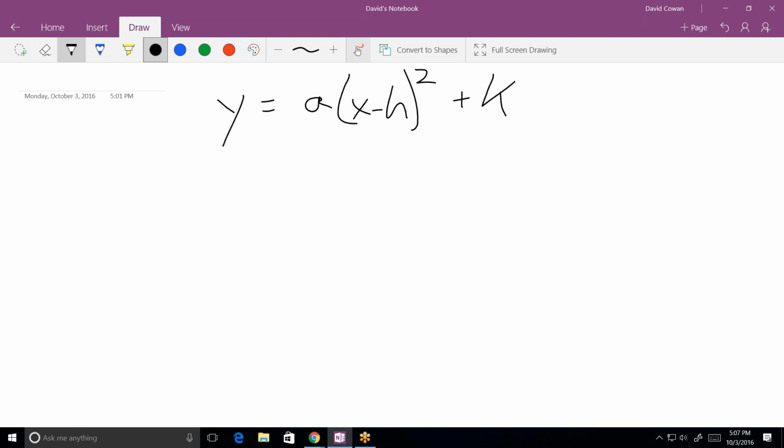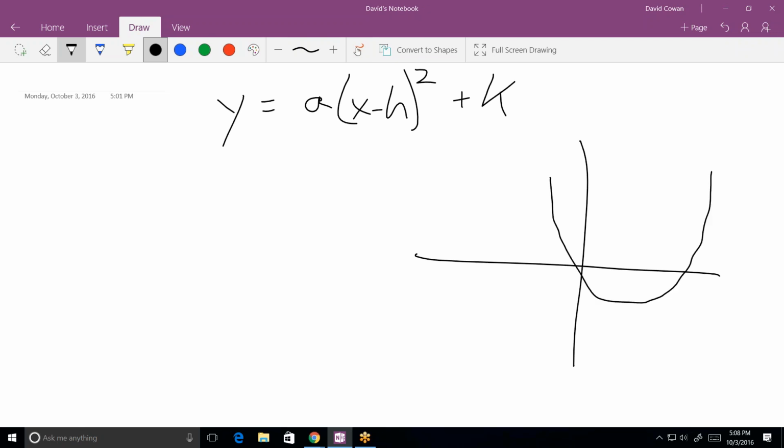Everything is always x minus h and y minus k. It doesn't matter whether you're talking parabolas, ellipses, circles, whatever. So this is the format that if we can get this parabola into this format, then I'll know where the vertex is. So let me draw a parabola and let me label some points on that parabola.